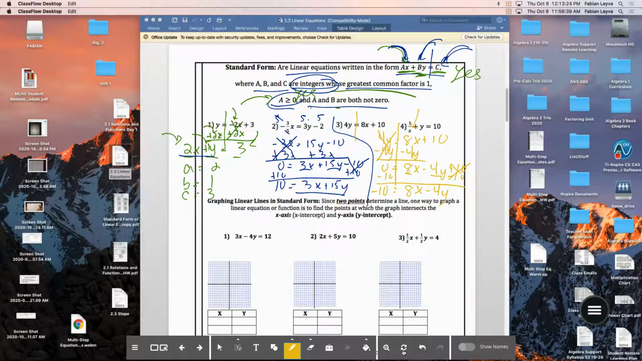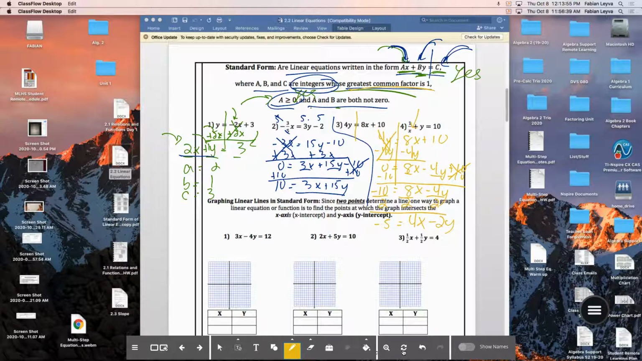Now remember that the greatest common factor of your A, your B, and your C has to be 1. That means there cannot exist a number other than 1 that divides all of these numbers. Now think about this. Is there a number that divides 10, 8, and 4 evenly that's not 1? And the answer is yes, 2 does. So negative 10 divided by 2 is a negative 5, which is equal to 8 divided by 2, which is 4x. And also, negative 4 divided by 2 is a negative 2.